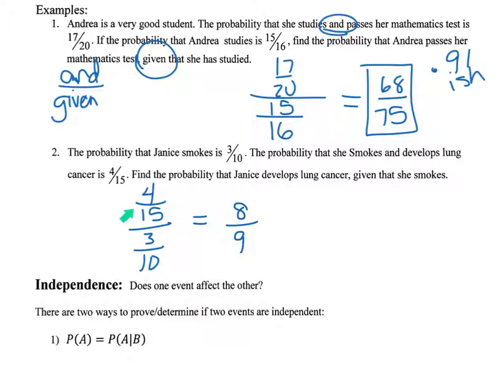Remember, this is how it works. 4 over 15 divided by 3 over 10, because the and goes on the top and the given goes on the bottom. So it says given that she smokes. So she smokes is 3 over 10, so that should be on the bottom.